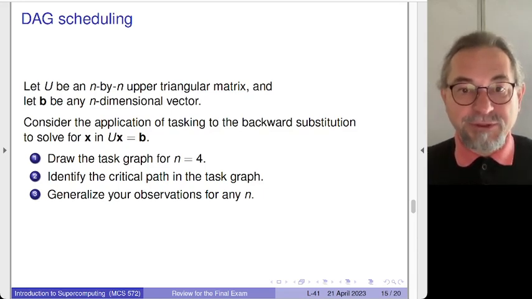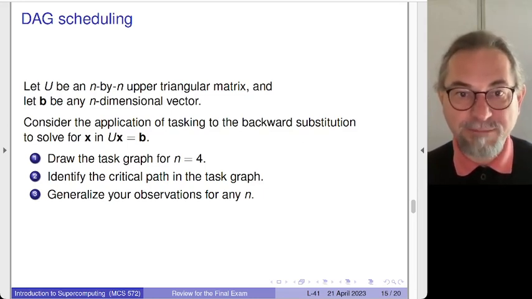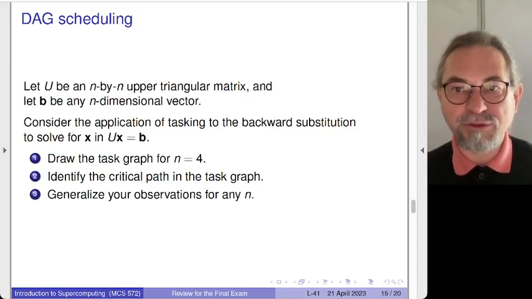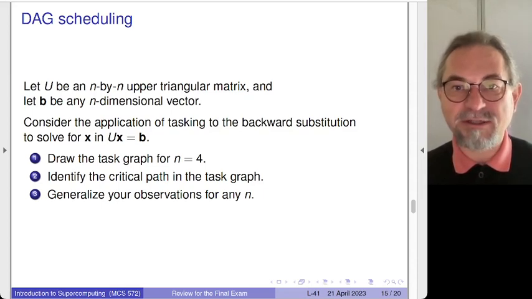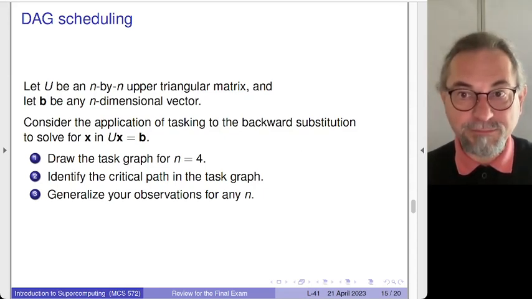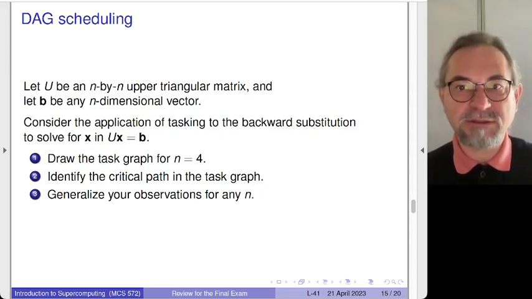Okay, generalize your observation for any n. Solving an upper triangular system is quadratic in the dimension. But as you can extrapolate from your example for n equals 4, the critical path has a length that is linear in the dimension. So you could actually have an n-fold theoretical speedup given sufficiently many tasks. That's the grand conclusion of this exercise.